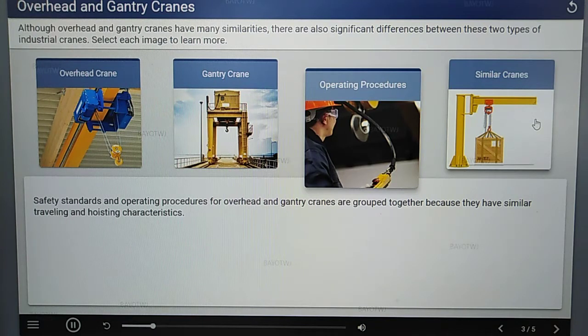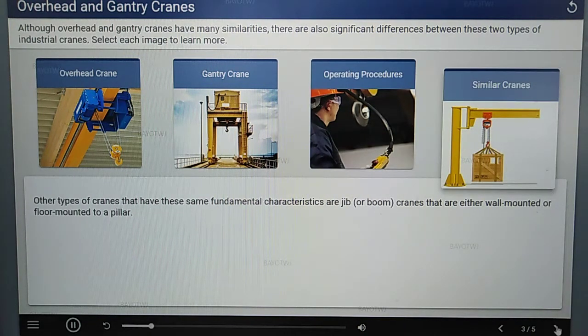Safety standards and operating procedures for overhead and gantry cranes are grouped together because they have similar traveling and hoisting characteristics. Other types of cranes that have these same fundamental characteristics are jib or boom cranes, that are either wall-mounted or floor-mounted to a pillar.